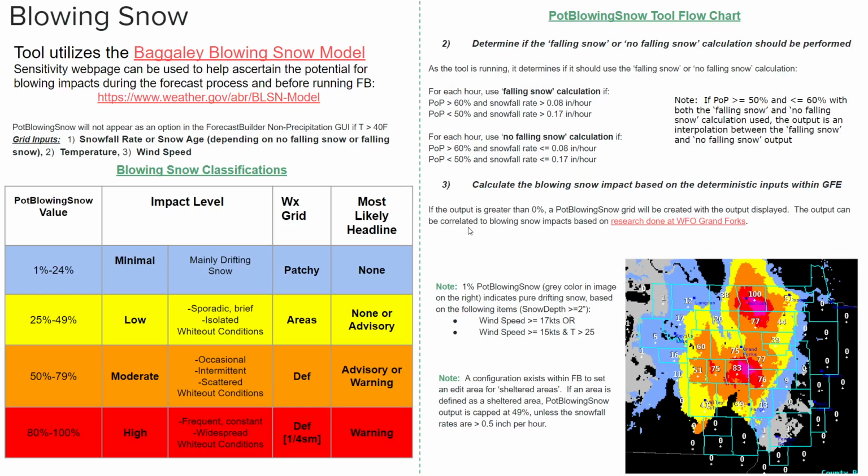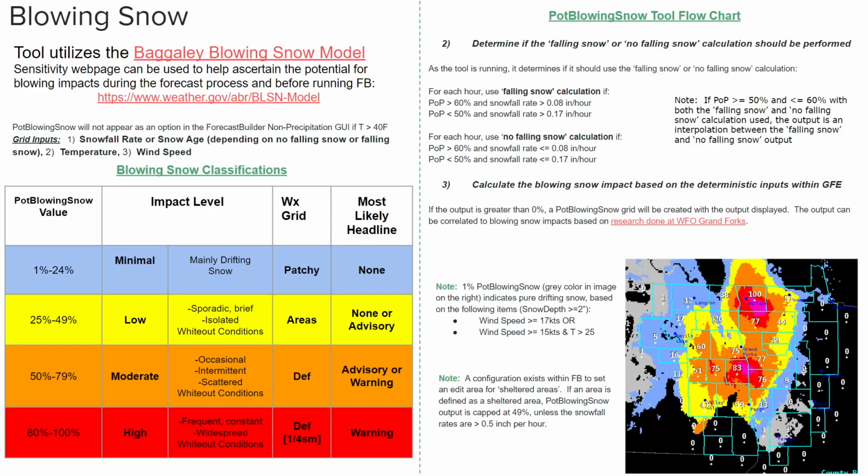The tool is also going to try to determine if there's falling or no falling snow. Obviously, you can get to a lot lower visibilities easier with falling snow compared to no falling snow, so there are different equations that are used, and you interpolate between no falling and falling snow between a 50 and 60 pop. And what's coming out of this, again, are probabilities from the Bagley model of falling below certain visibility thresholds. And that's tied to pot blowing snow values.